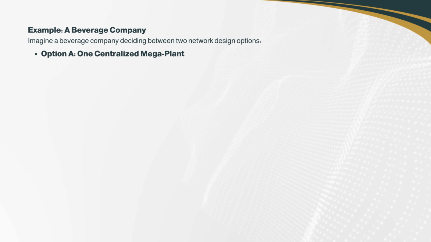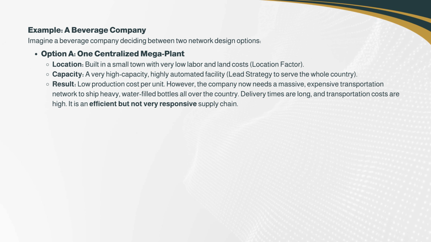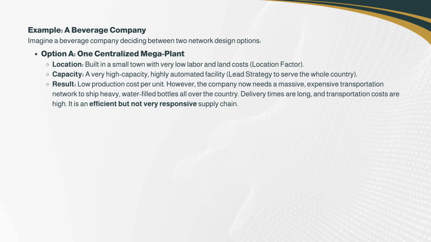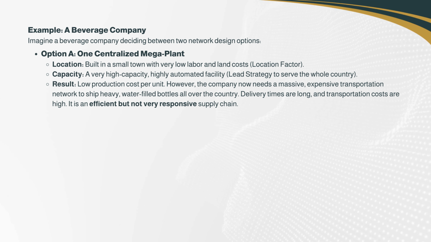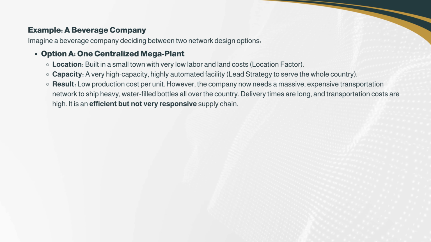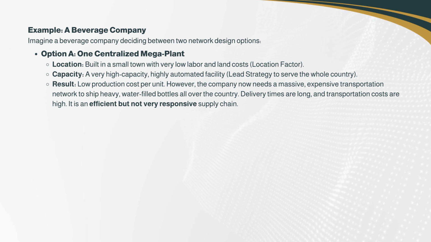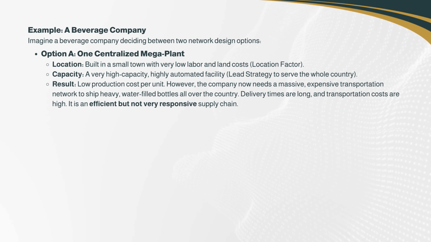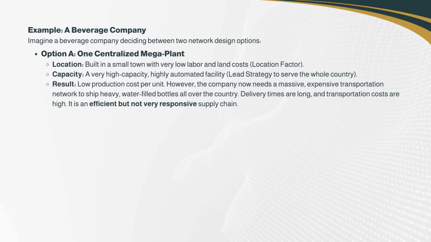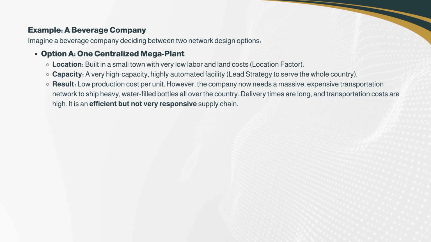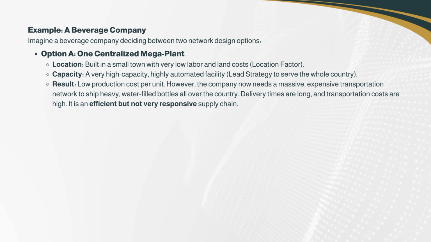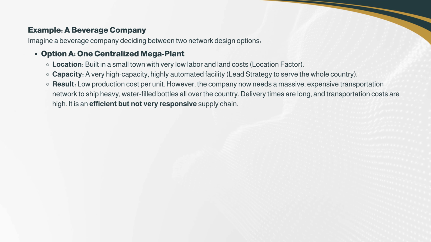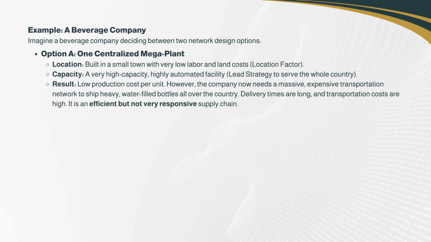Option A, one centralized mega plant. Location: built in a small town with very low labor and land costs, location factor. Capacity: a very high capacity, highly automated facility, lead strategy to serve the whole country. Result: low production cost per unit. However, the company now needs a massive, expensive transportation network to ship heavy, water-filled bottles all over the country. Delivery times are long, and transportation costs are high. It is an efficient but not very responsive supply chain.